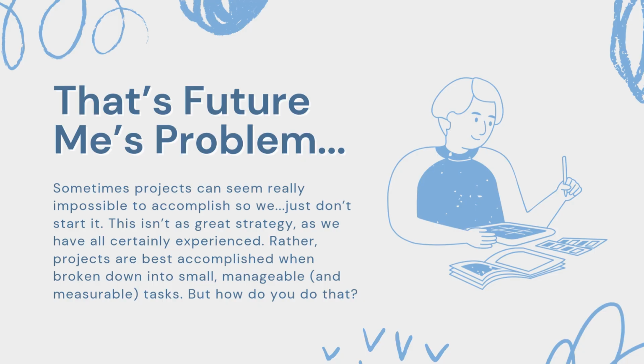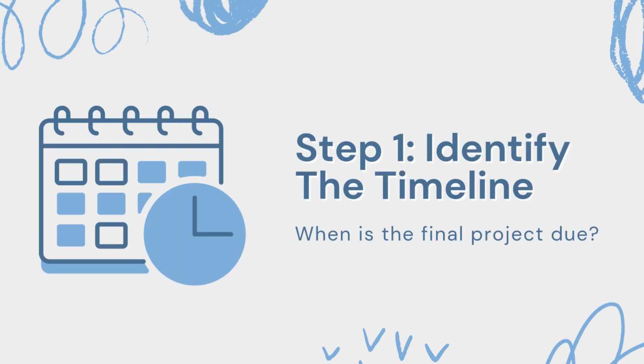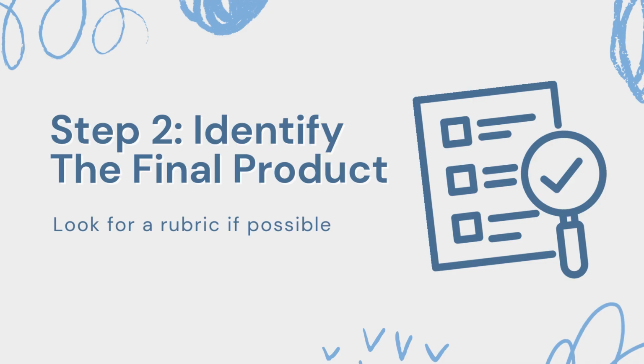But projects are best accomplished when they are broken down into smaller, manageable, and measurable tasks. It is important that you are able to know when you're done with a particular task. So, how are you able to do that? What can you do? The first thing that you need to do is identify the timeline. So, when is the project due? And then the second step is to identify all of those final products.